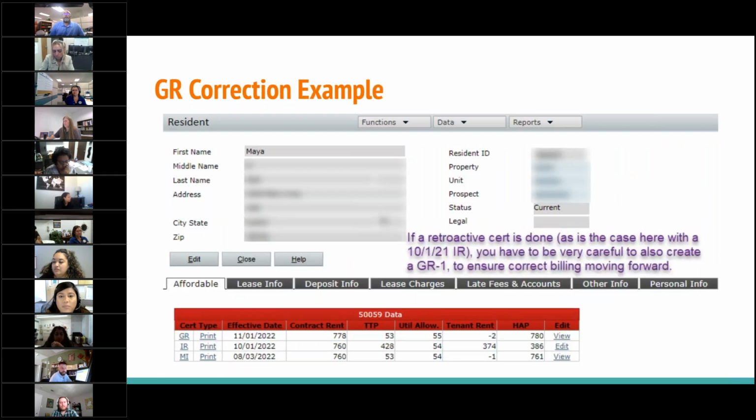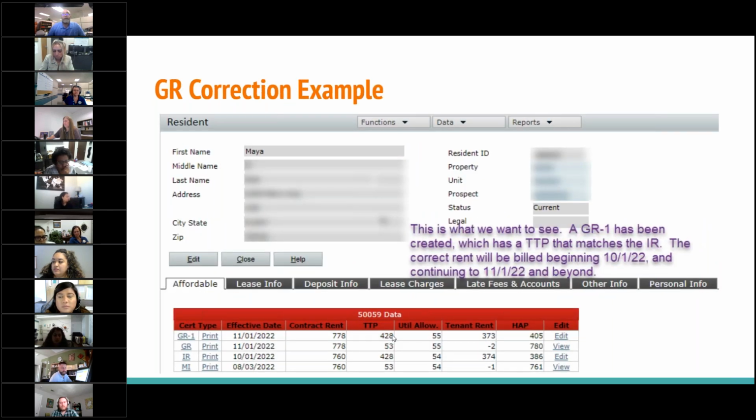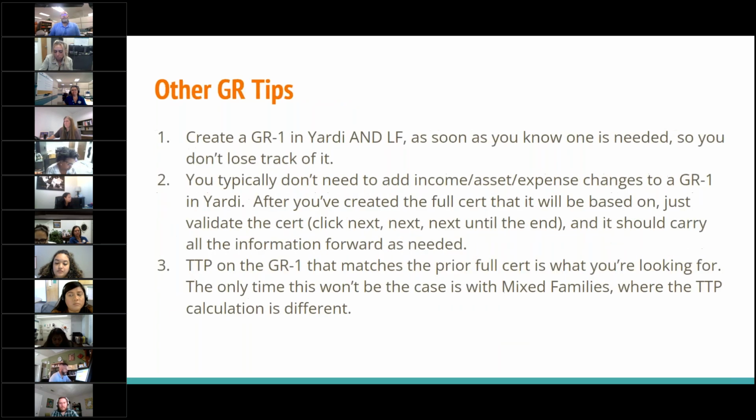And just like we saw with this example, we're looking for TTP to match. That's your sign that everything looks good. TTP matches the prior cert, then we're good. The only time it won't match is if you have a mixed family. And it's just because the calculation for a mixed family is different, which changes the contract rent amount. So the TTP might be slightly different if one of the household members is an ineligible non-citizen. That's the only time they shouldn't match.